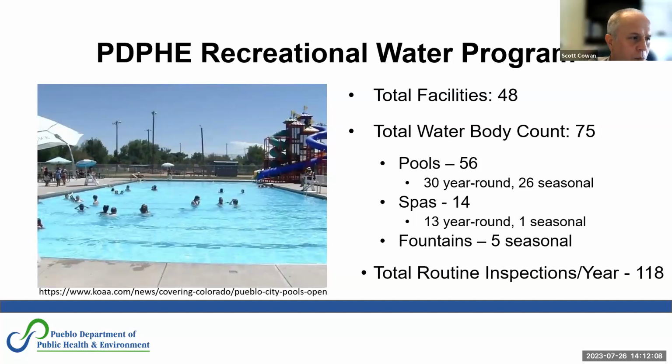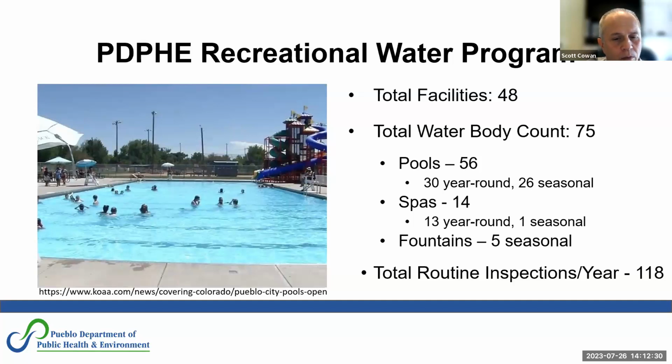So of those 75 bodies of water, we have 56 pools currently, 14 spas and 5 seasonal fountains. Of our pools and spas, 30 of our pools operate year round, while 26 are seasonal and operate only during the summer months. All but one of our spas operate year round as well. And then our fountains are all seasonal.